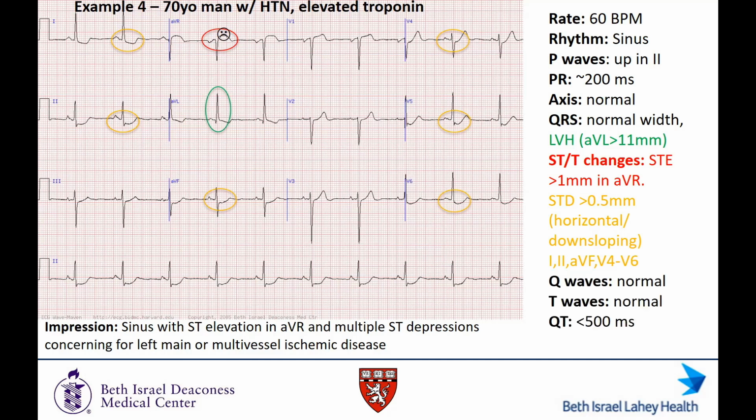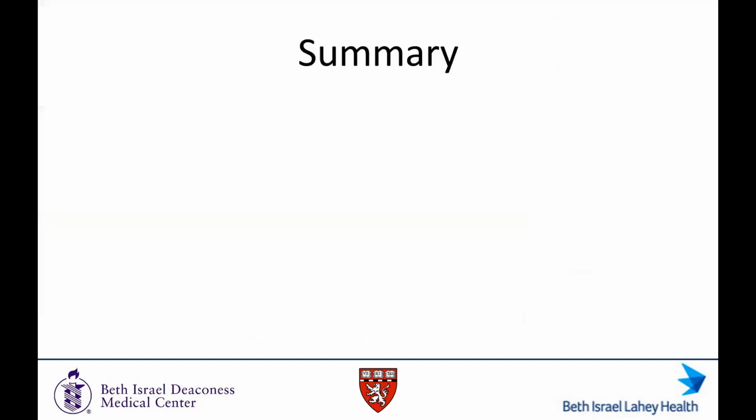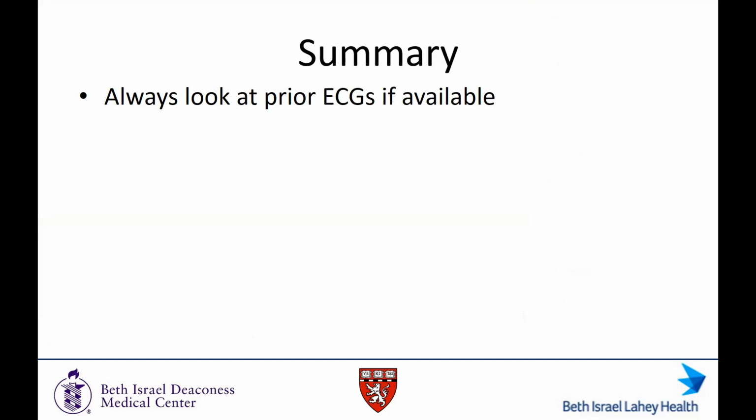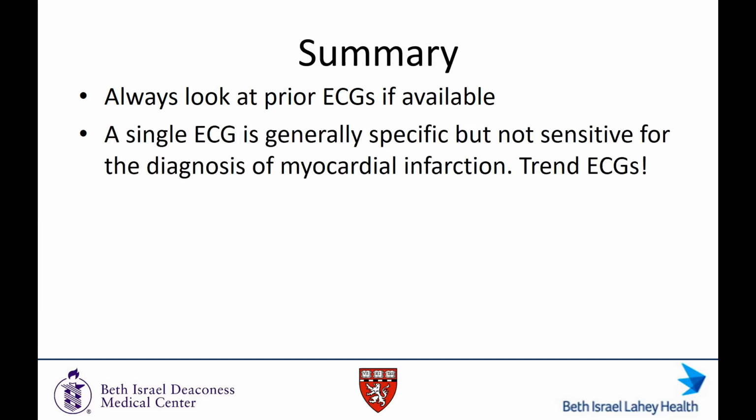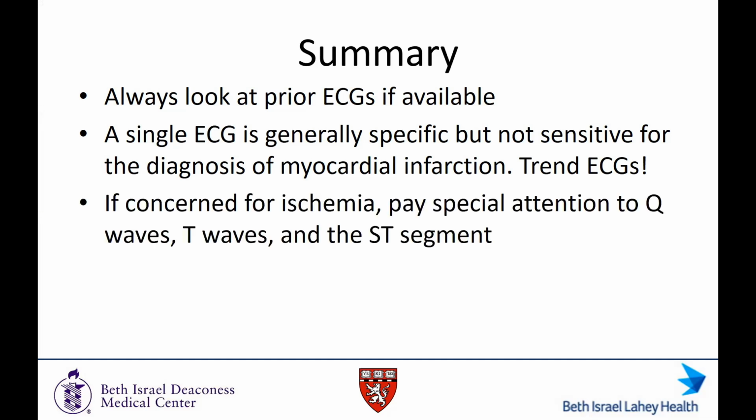And just to say, no major pathologic Q waves or T wave inversions here. So just to summarize, I think big three takeaways. I know it's a lot and there are volumes of textbooks on ECG changes in ischemia, but always look at prior ECGs if they're available. One single ECG is specific, but usually not sensitive. So always trend, if you're worried about the troponin pattern, if you're worried about their history, if you're worried about their chest pain or risk factors.